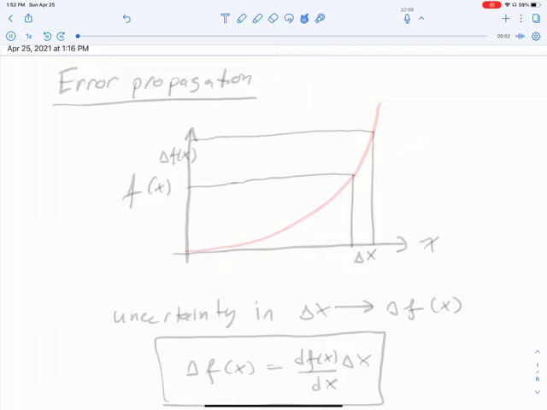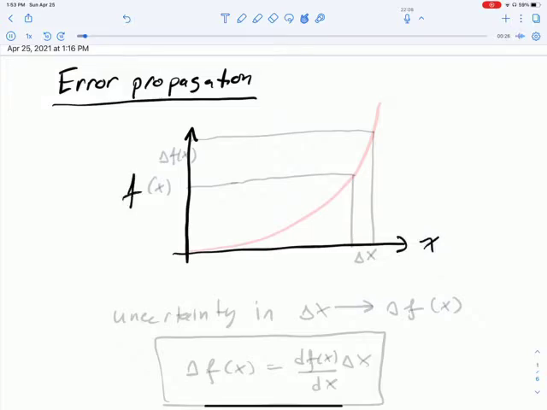Okay, so I was asked to do a short tutorial on error propagation. So let's have a quick look at this. Fundamentally, error propagation is differential calculus. Honestly, if your differential calculus skills are weak, then you're going to struggle with this. Here's the basic idea.